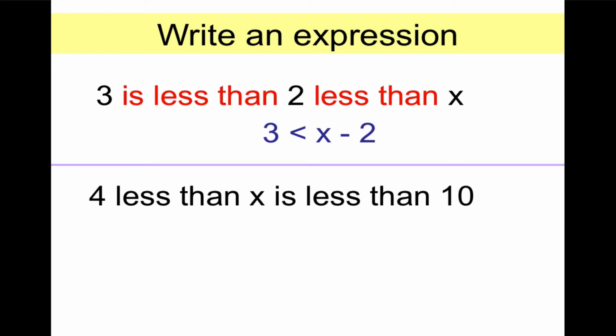The second one reads, 4 less than x is less than 10. So try and write that one using mathematical symbols, and we'll check in a moment. 4 less than x is less than 10. So 4 less than x, that's x minus 4, is less than 10, the less than symbol. Very good.